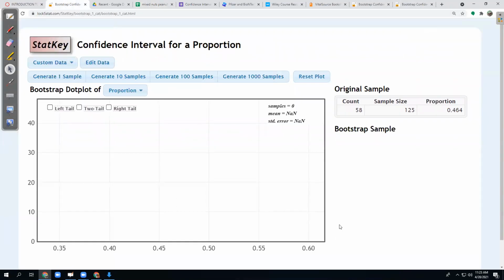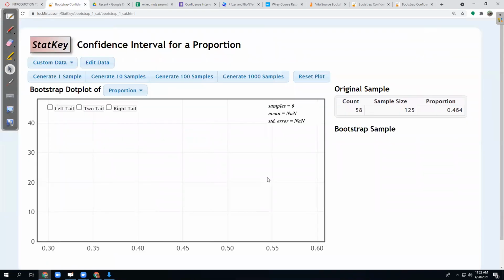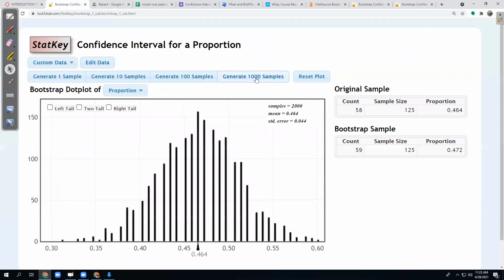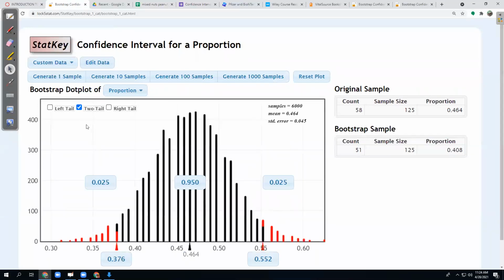Okay, so I want to make a confidence interval for this Bi-Mart can of peanuts. So I enter my sample data, and again, I just went to edit, put the count. I found 58 peanuts out of a sample size of 125. And then I just start generating thousands and thousands of samples, and usually 6,000 is enough. This right here is a sampling distribution. The sampling distribution has a mean of 0.464, which happens to be the same as my original sample. It's not always exactly the same, but they should be pretty similar. I'm going to go for a 95% confidence interval.